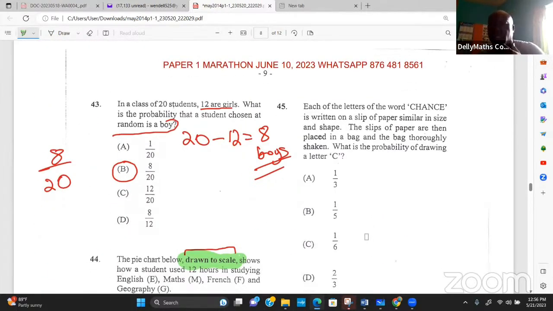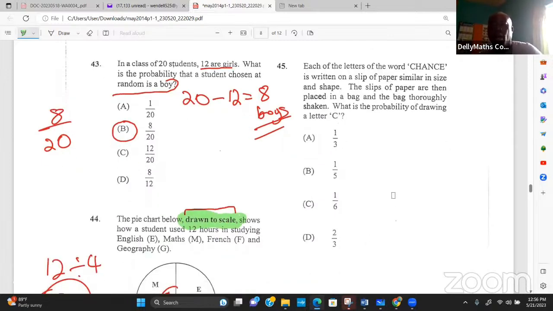All right, 45. Each of the letters of the word chance is written on a slip of paper, similar in size and shape. The slips of paper are placed in a bag, and the bag thoroughly shaken. What is the probability of drawing a letter C? So you want to know how many letters in total. Let's count: 1, 2, 3, 4, 5, 6. So that is my sample space. My total possibility is 6. Now the letter C, how many C's are we having? 1, 2. So it's 2 out of 6.